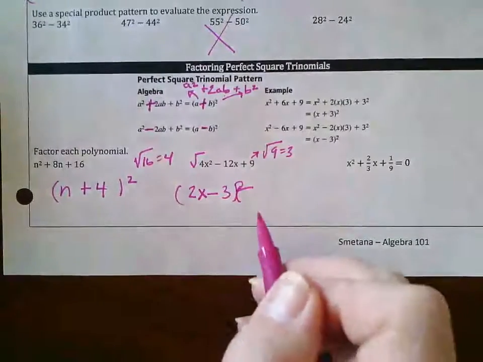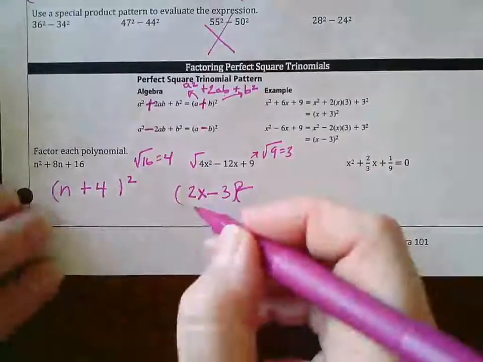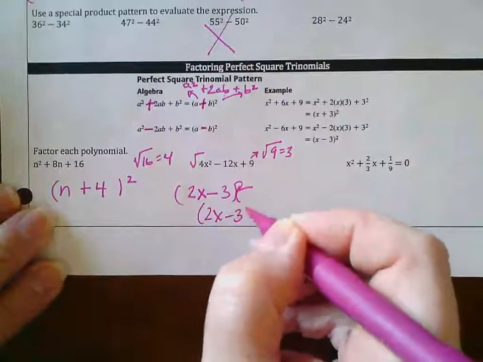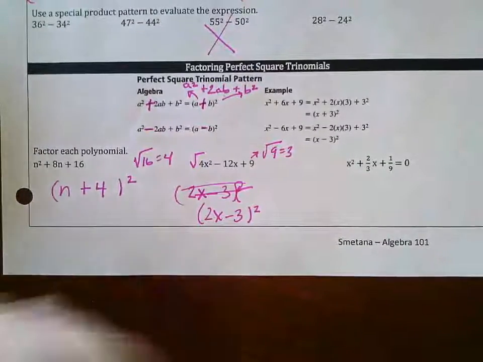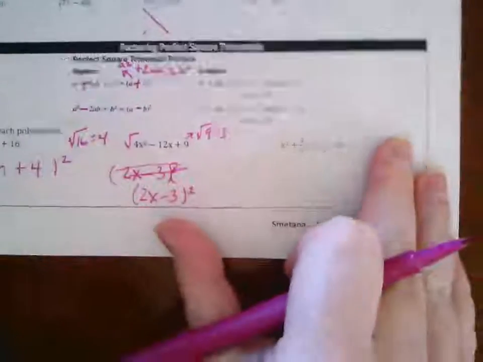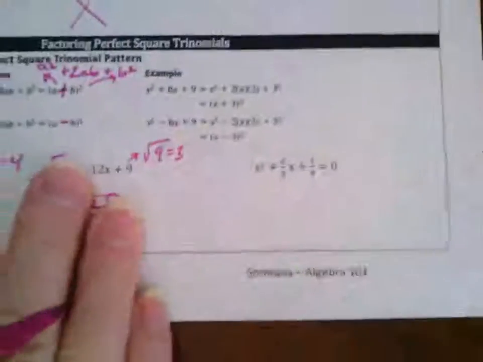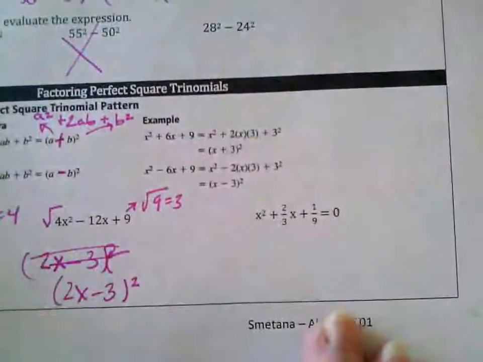Okay, sorry about that. That was a 2 there. So this should be 2x minus 3 squared. Makes it a little easier to see. All right, last one. I know you guys freak out with your fractions, but I'm going to tell you right now, fractions are your friends. I've said that over and over and over again.